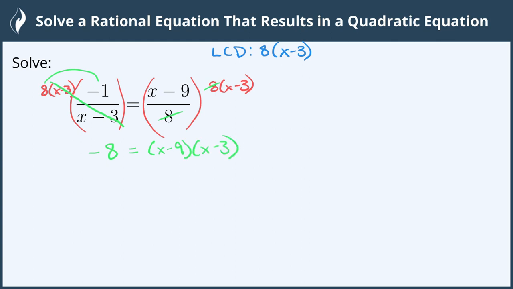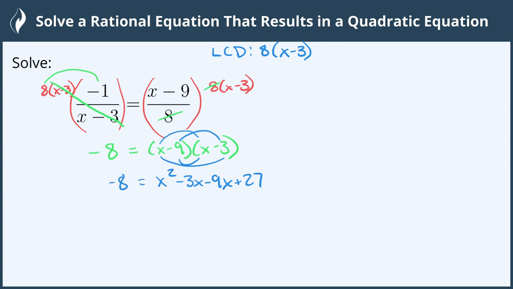To multiply those on the right side, we'll need to do FOIL, so we have first times first, which is x squared, outside is minus 3x, inside is minus 9x, and last gives us plus 27. And this still equals -8.